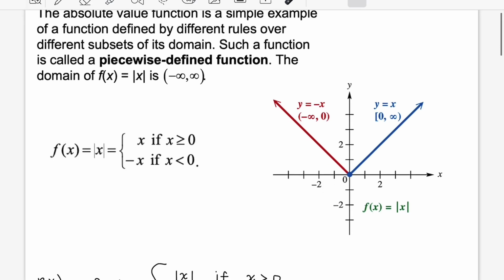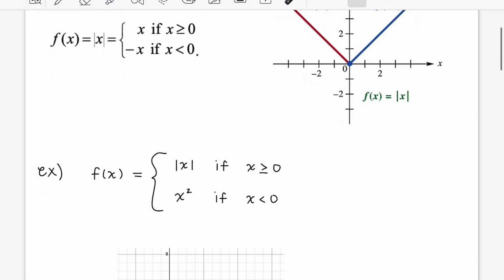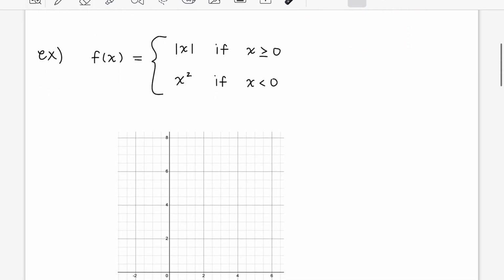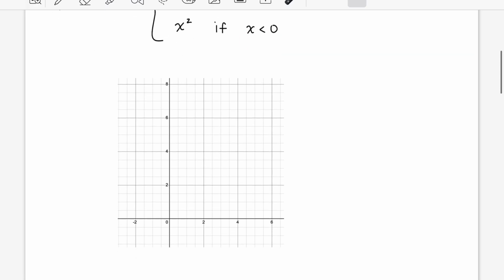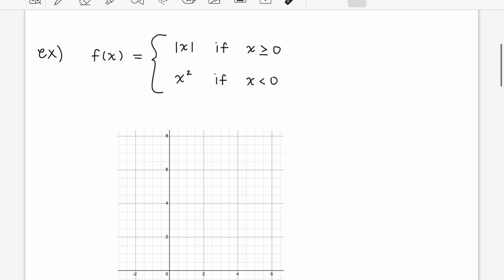So for example, let's look at another piecewise defined function. We have our absolute value function again, and I'm saying that our function is equal to the absolute value if x is greater than or equal to 0. In this case, this is my rule now. I'm saying this will be our graph for all values of x greater than or equal to 0. We know all values of x that are greater than or equal to 0 are going to be in this region. So in this region, we're going to have our absolute value function.